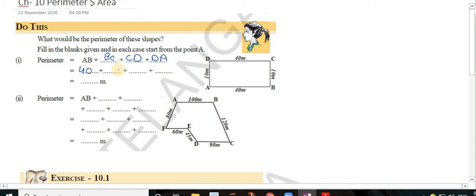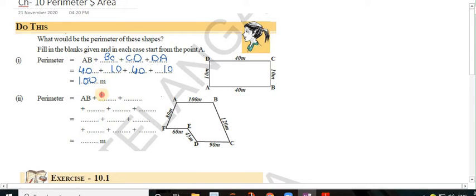Now we are going to write the measurements. AB is 40 meters, BC is 10 meters, CD is 40 and DA is 10. Now if you add 40 plus 10, 50, 50 plus 40, 90, 90 plus 10 is 100. So the perimeter of this particular rectangle is 100 meters. Now we'll move on to the next question.